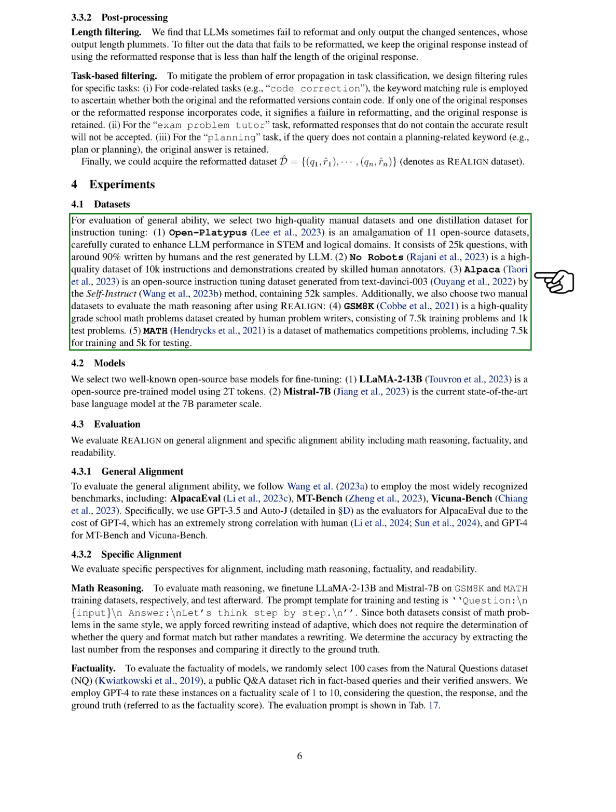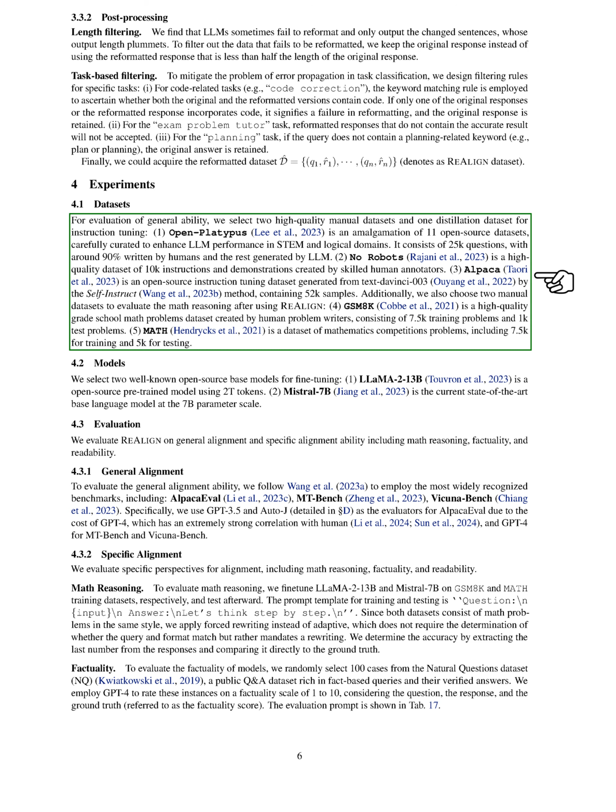We chose 2 well-known models for fine-tuning our approach, Llama 2 13B and Mistral 7B. These models are open source and represent the current state-of-the-art in language modeling. Our evaluation focuses on how well our method aligns with general and specific requirements, including math reasoning, factuality, and readability.